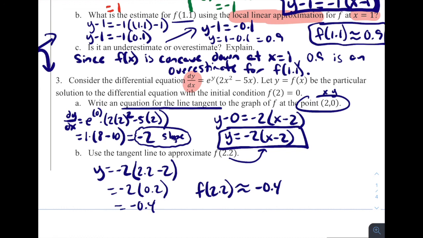Bonus question, actually not bonus question. We don't have enough information here about concavity yet in order to determine if this is an overestimate or an underestimate for number 3. But we know if they were to give us that information, we could use that to determine, since it's concave up or concave down, whether it is an overestimate or an underestimate.